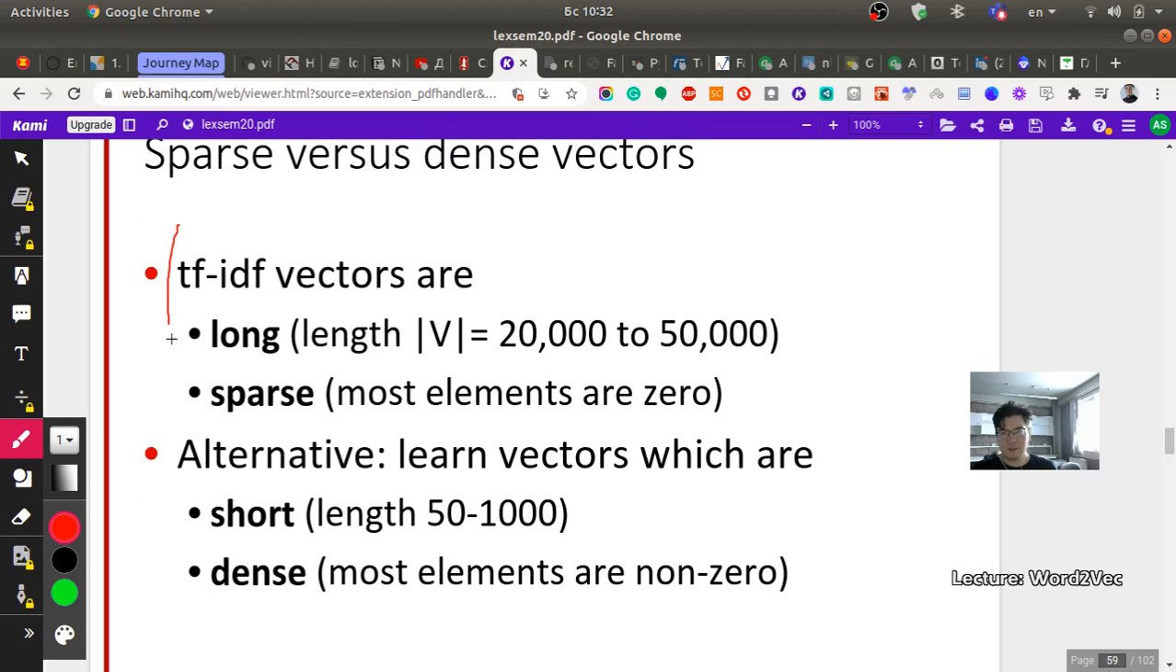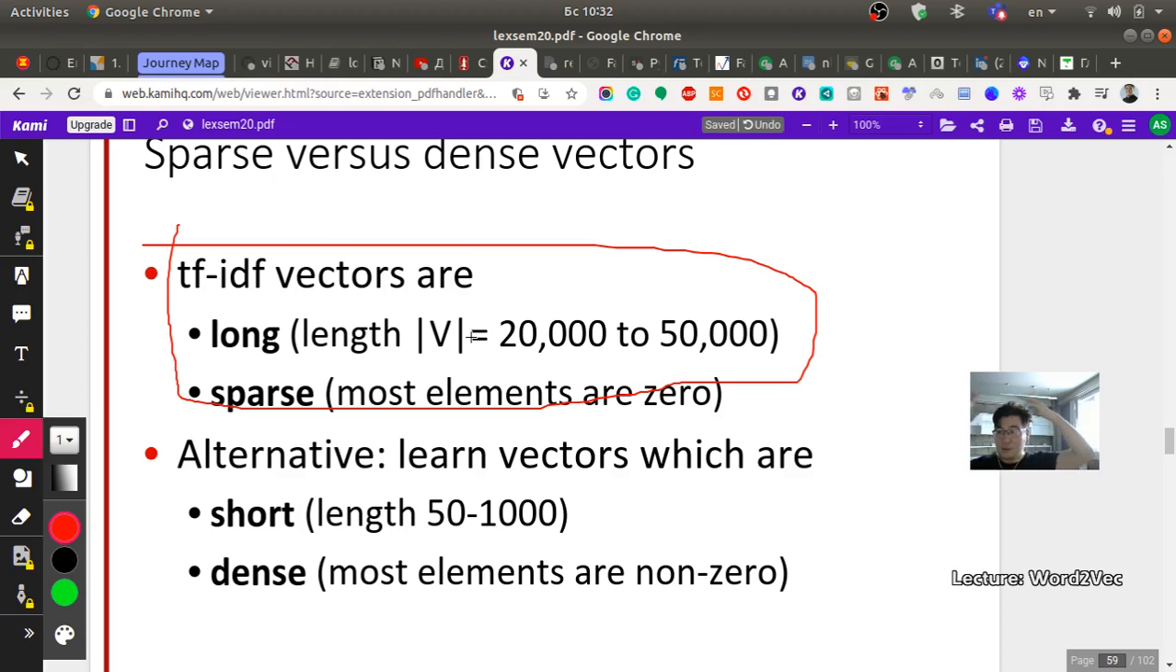So we have TF-IDF vectors. They are long. Their length is the number of documents or the vocabulary size. It's very big. We have vocabulary, for example, for many languages. For the most used words, there will be hundreds of thousands of entries, so 100k. For example, like this one, they removed some of the words. And they are sparse: most elements are zero.